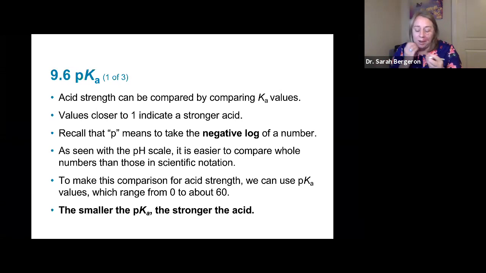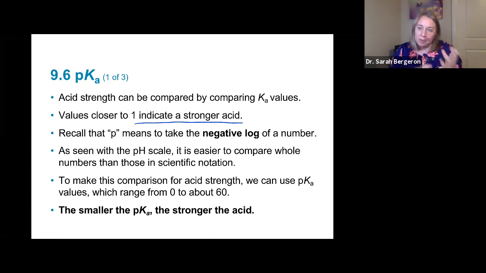And so when we talk about Ka, we know that's the equilibrium constant. And so p is the negative log, right? So you're just taking the negative log of the ability of the acid to dissociate. And so if you have a value that's closer to 1, that's going to tell you that you have a stronger acid. And so it's just easier to look at whole numbers instead of 3.54 times 10 to the negative 12, right?